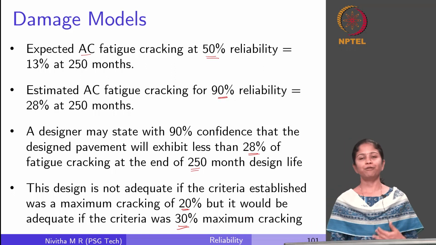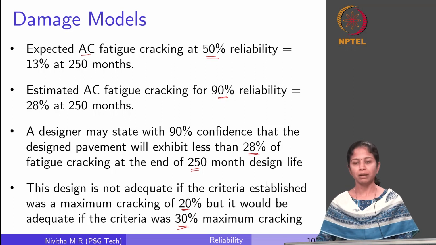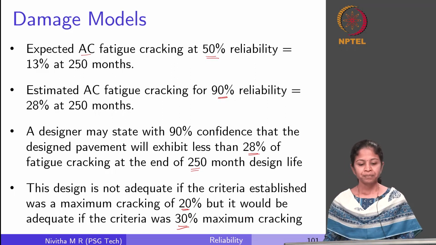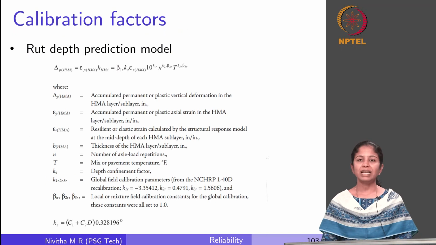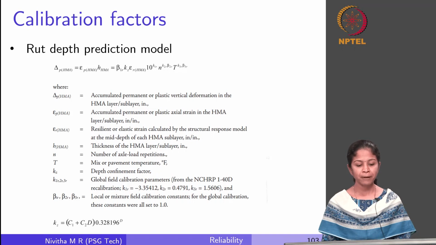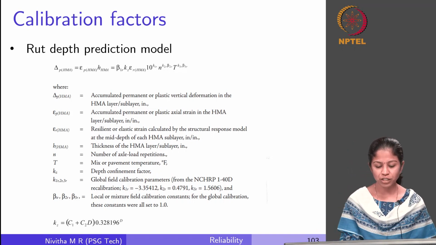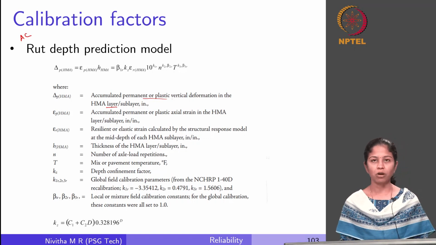So, we look at this for a required reliability level and we go back and redesign the pavement if the required performance is not met over the design life. So, this is with regard to the damage, and the last aspect is related to calibration constants. So, let us take a rut depth equation model which is given in MEPDG. So, this is the rut depth prediction model. This is permanent or plastic vertical deformation in the HMA layer. Again, this is the asphalt concrete rut depth prediction model, right.